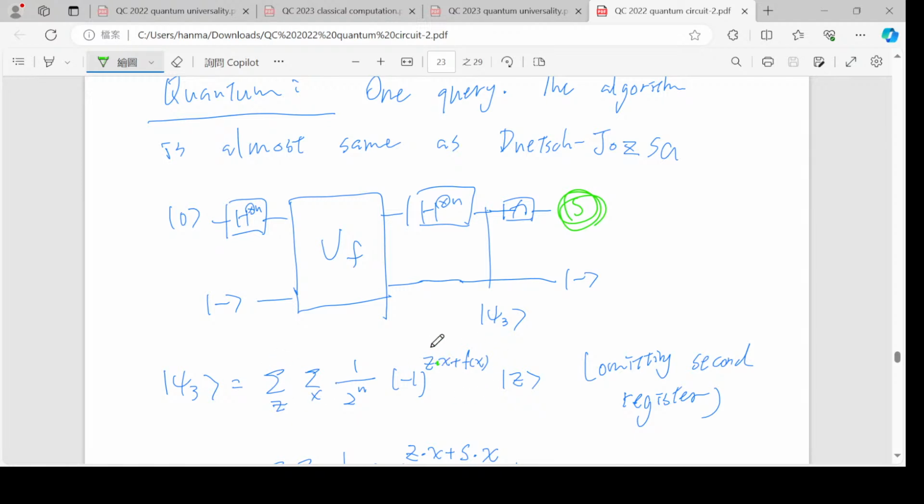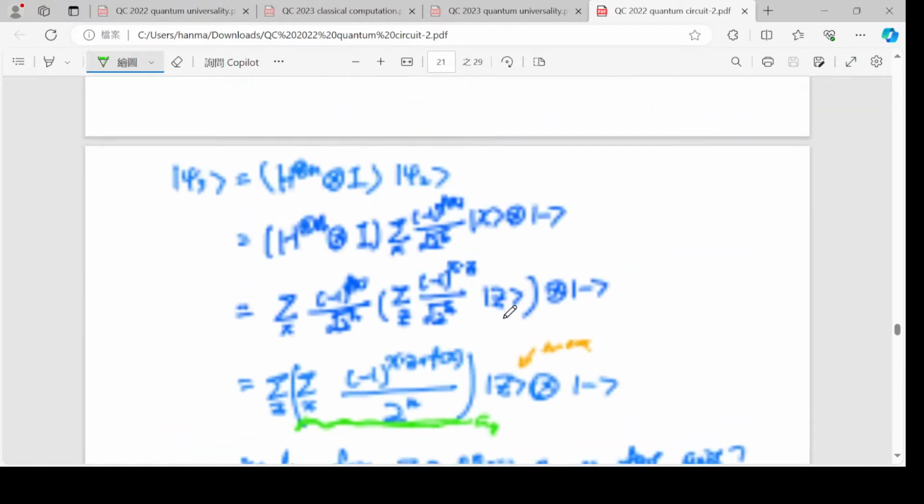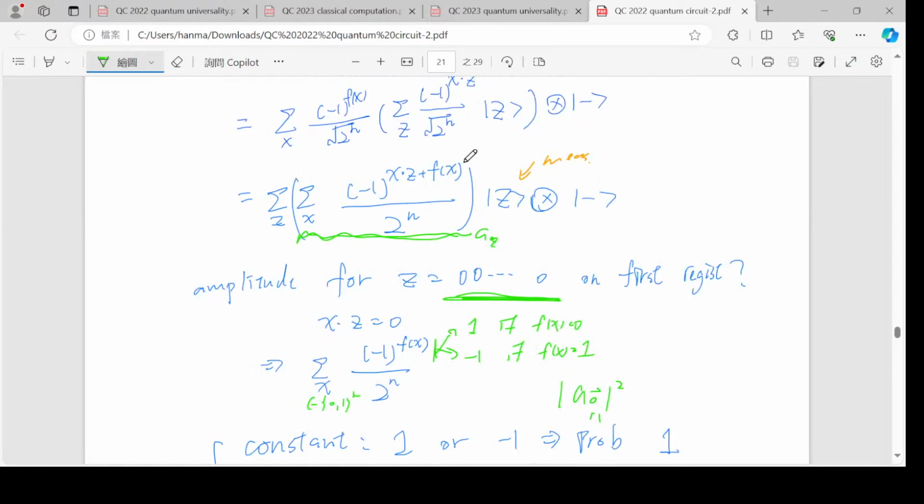And you have the phase (-1) to the inner product with x and plus f of x. And then we see that, okay, it's really complicated here, but basically these two quadrants make two different promises on f of x to make this solvable. So we see that in the Deutsch-Jozsa algorithm, we restrict f to be either constant or balanced.